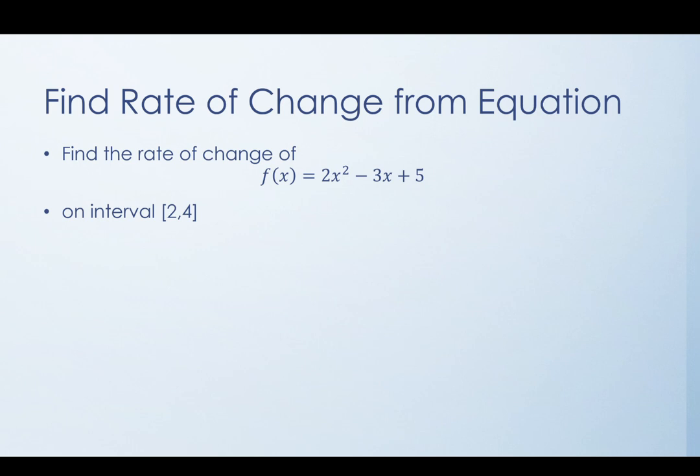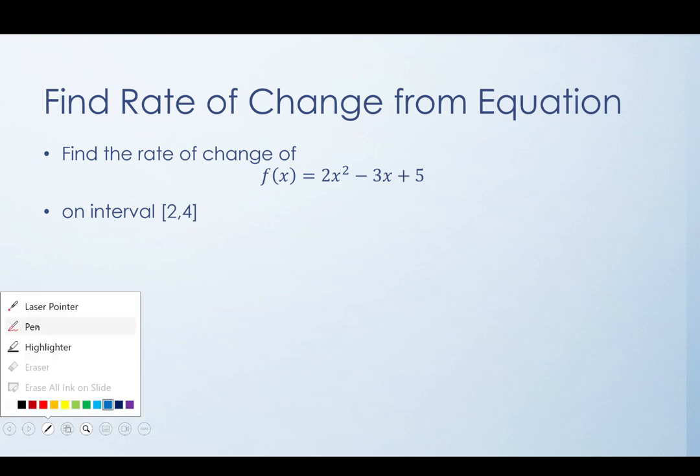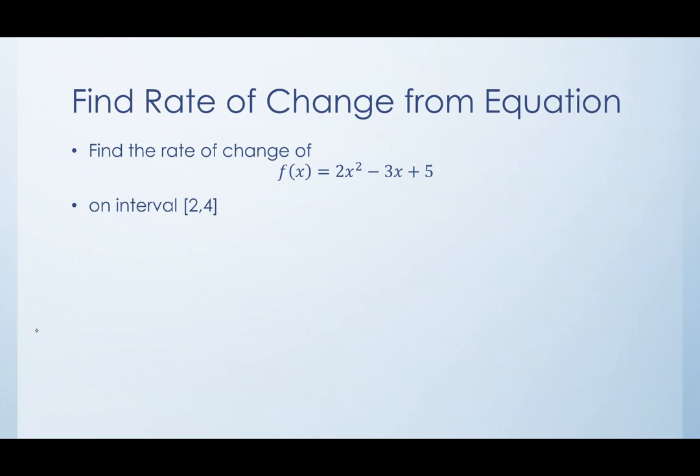So what's a little bit different about this one, of course, is that we have the equation instead of a graph, right? So if we have this quadratic here, we want to find the rate of change on the interval 2, 4. And so the first thing we need to do is figure out, okay, well, what is f of 2?